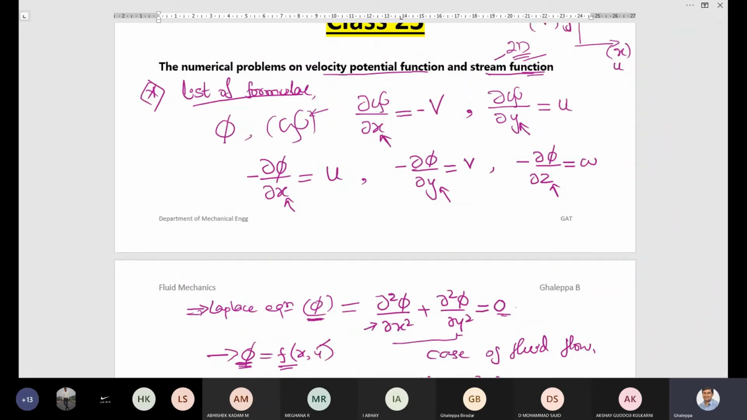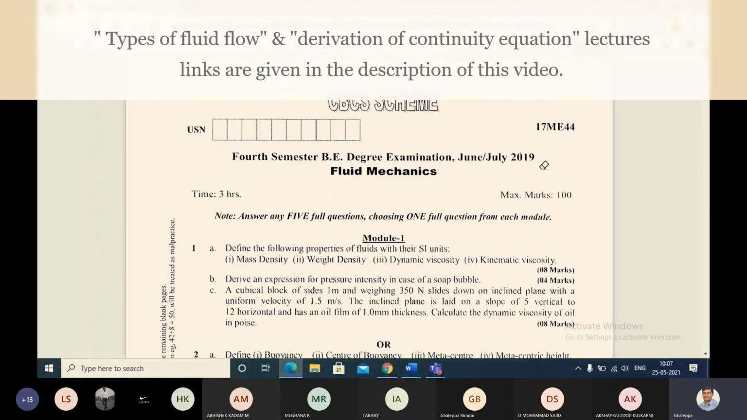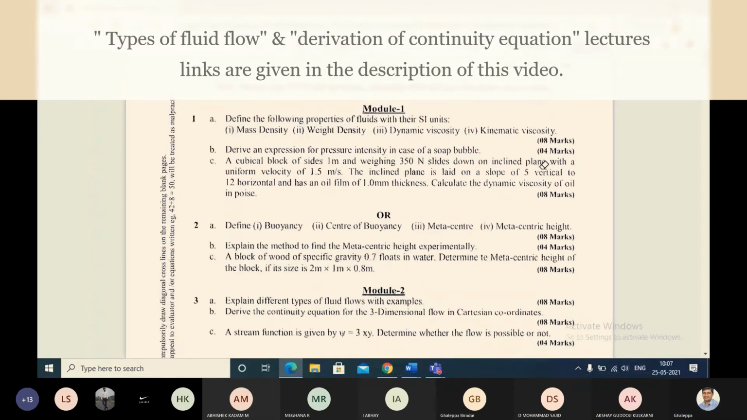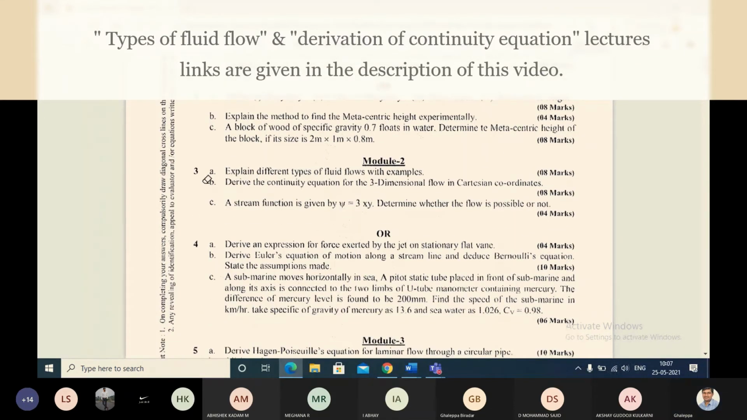So we'll take one previous question paper. This is a question paper I have taken, June, July 2019. We are solving numericals on module number 2. Here is module 2. The first part: explain different types of fluid flows with examples. This theory topic we covered already.